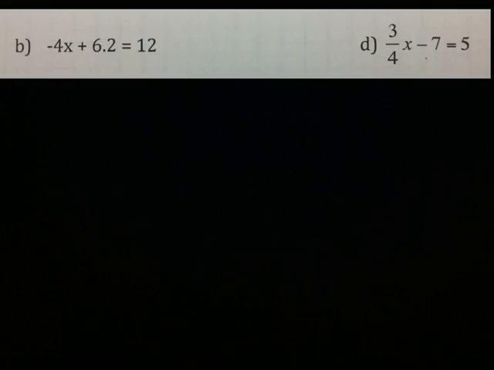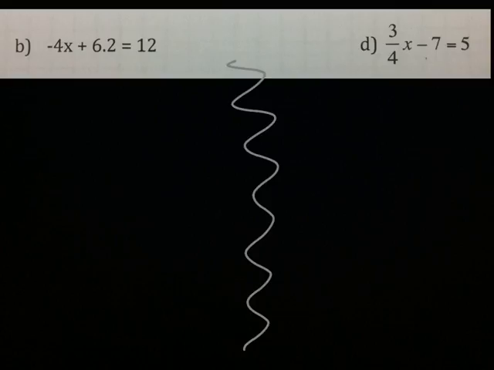Alright, here's some more equations to solve. These two, well, let's just do this first. So there's two sides. Alright, left equation, negative 4x plus 6.2 equals 12. The only thing that sticks out for me as being a little complicated is that decimal there. But that's okay, you can deal with that.